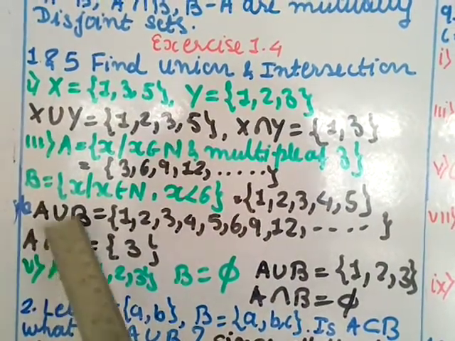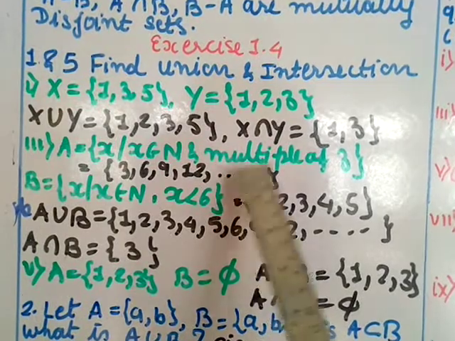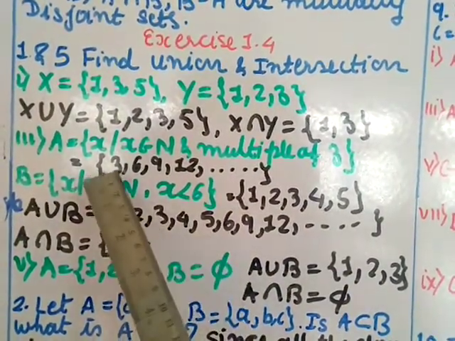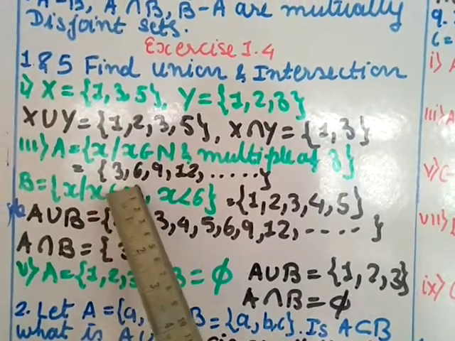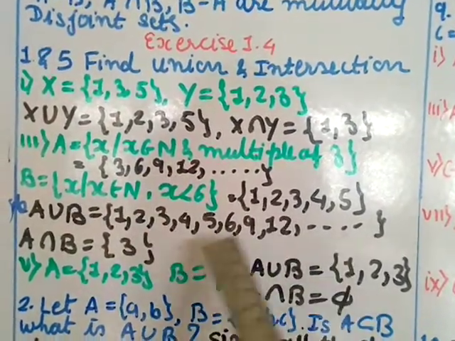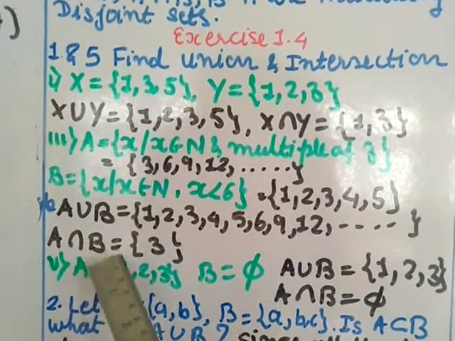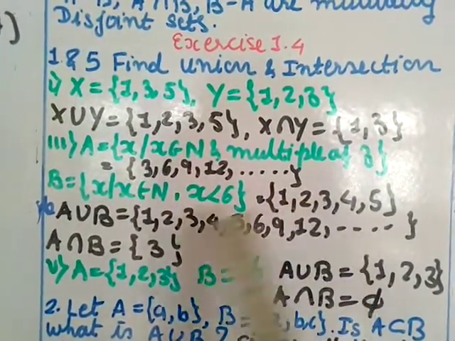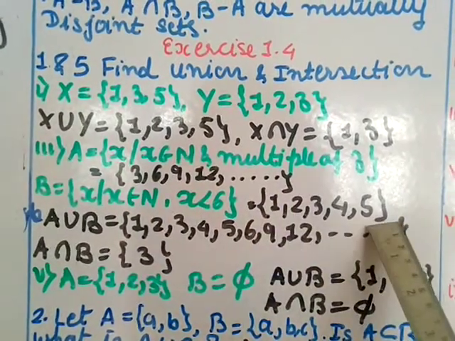First we will find the union. Union means all the elements of A and B. So 1, 2, 3, 4, 5, I am writing here. And 3 has already come, so I will start from 6. So 6, 9, 12, or you can just say multiples of 3. A intersection B is the common elements of both the sets. Here 3 is there, here also 3 is there, so 3. No other elements will be common.